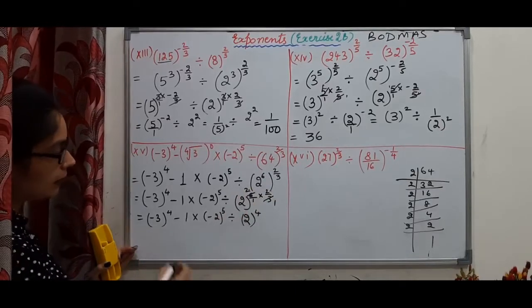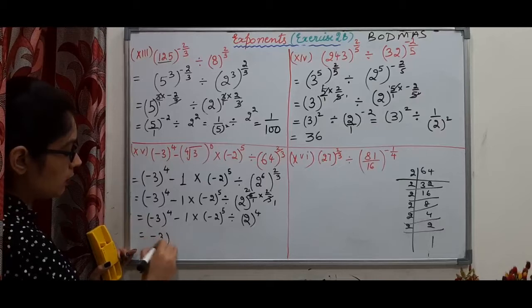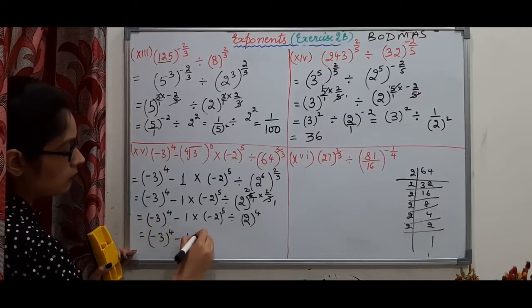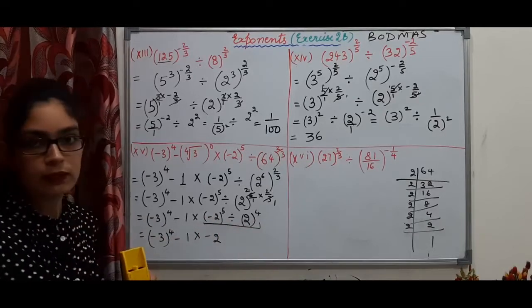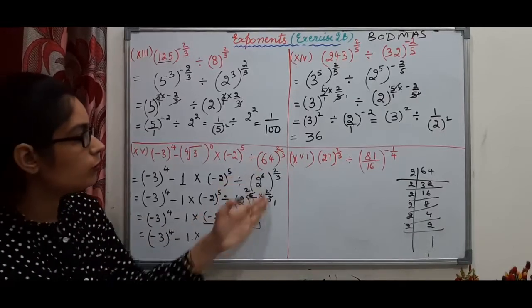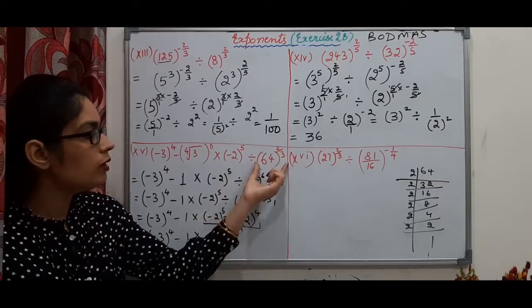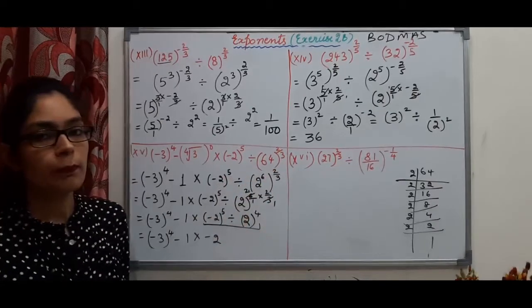No need to write 1. So minus 3 whole power 4 minus 1 into minus 2. Division we have to do, so we can solve this in this step because individual numbers we have solved. This we have converted into this form, 2 to the power 4.